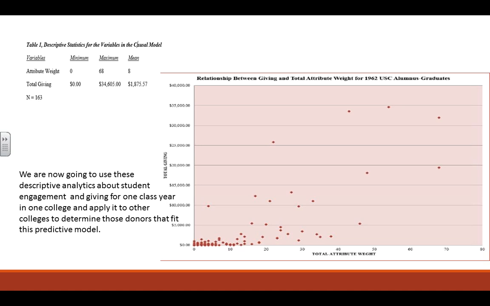But this is just an example of how we've moved from a descriptive type of information that we're now applying as predictive. And if it tests well again on another class, we're going to start applying that model to different class years from different units going forward to bubble those type of prospects up to the top.